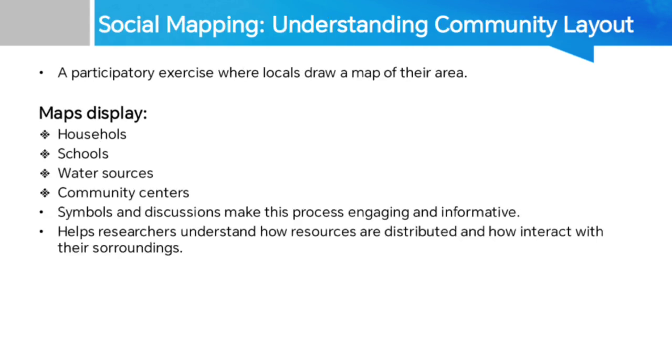Now, what if we let the community members draw their map? It is called social mapping. It is a participatory exercise where locals draw a map of their own. It's a fun and interactive way to visualize important aspects of the community such as homes, schools, public places, as well as water resources. This method is especially useful because it helps researchers understand how resources are distributed and how people interact with their surroundings. They use symbols and discussion to make this process engaging and informative.